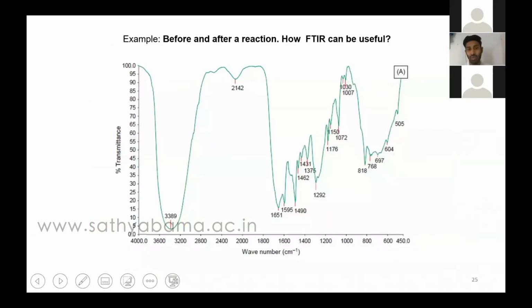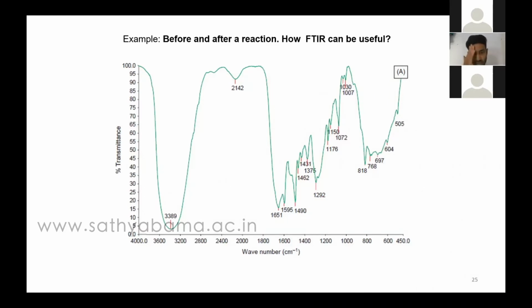And FTIR can be very useful in comparing a reaction between before and after the reaction. For example, if you really want to check what has happened to a reaction, or what has actually caused molecule A to be converted into B, then you can do a before and after reaction, and you can check what are all the groups involved in the change of A to B with the help of C.